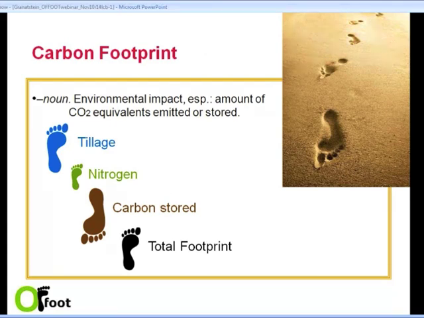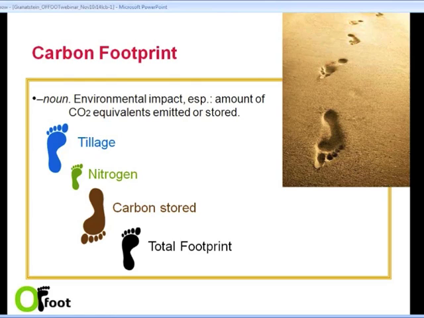Let me take a minute to explain a carbon footprint. We've used this term a little bit, a footprint. And you can use the word footprint to mean any sort of impact that you're having. In particular, it tends to mean the environmental impact. And a carbon footprint specifically means the amount of CO2 equivalents that are emitted and stored. And David explains that all of the different gases can be related back to their CO2 equivalents.